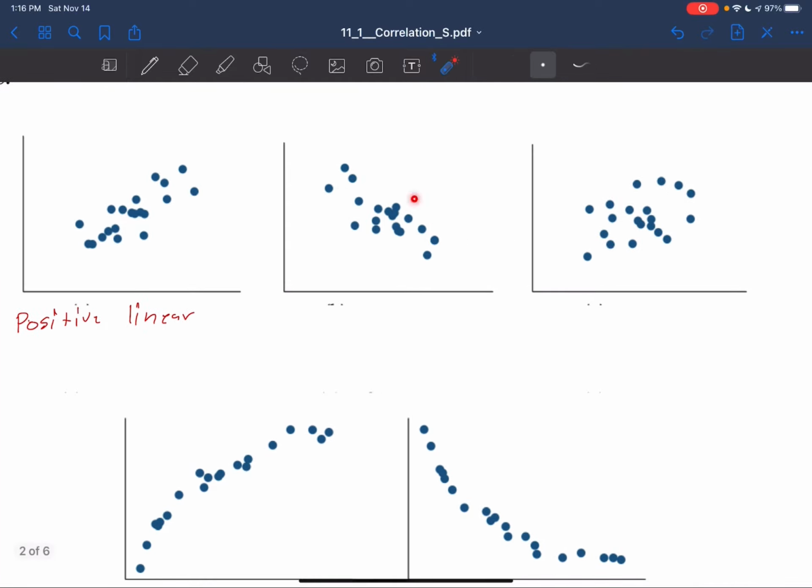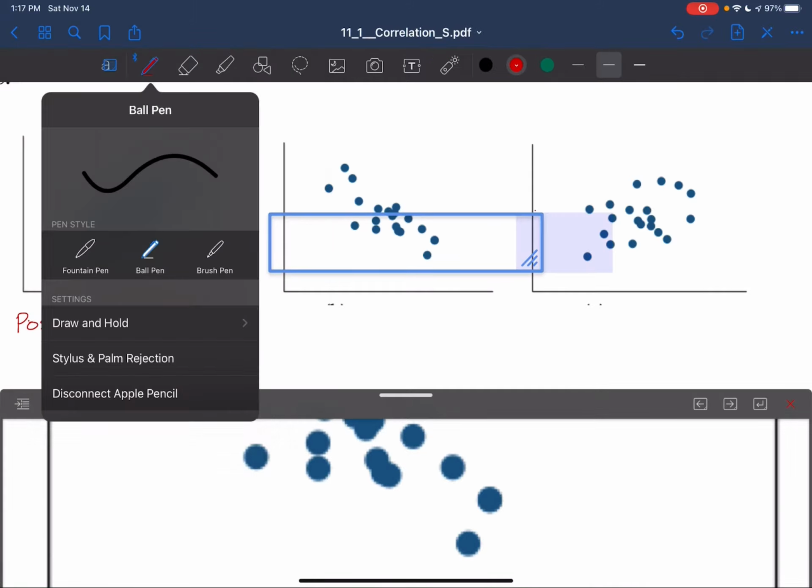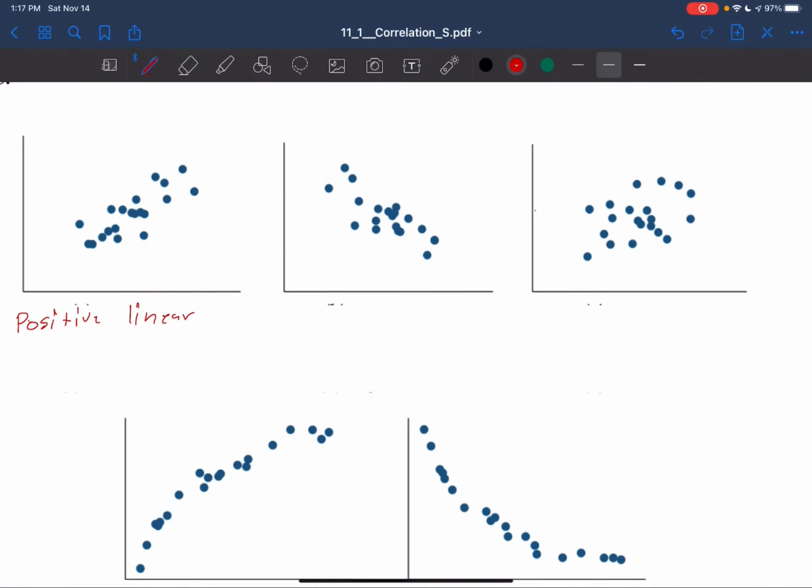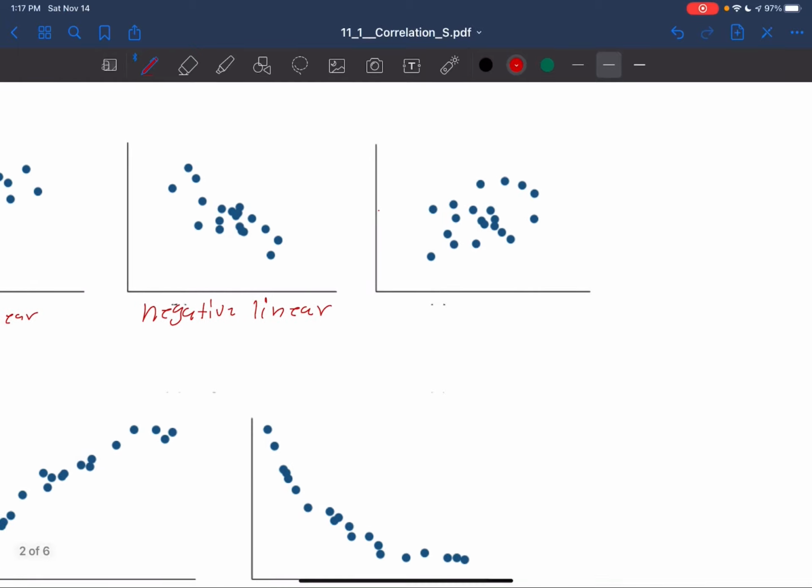How about here? Notice that it's going downwards. That kind of gives you an idea that this is a negative association, or a negative relationship. But also the data points are kind of clustered into a straight line. So we could say that this is a negative linear relationship.